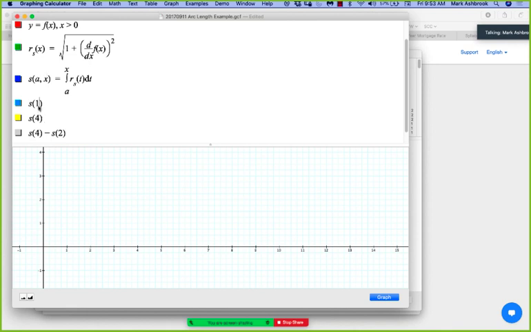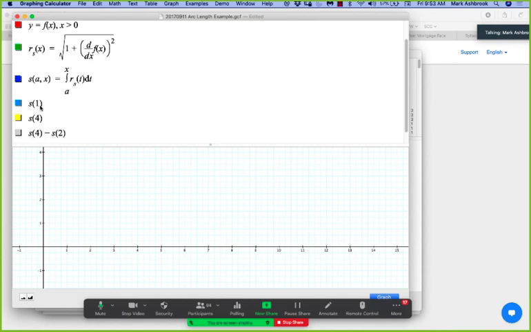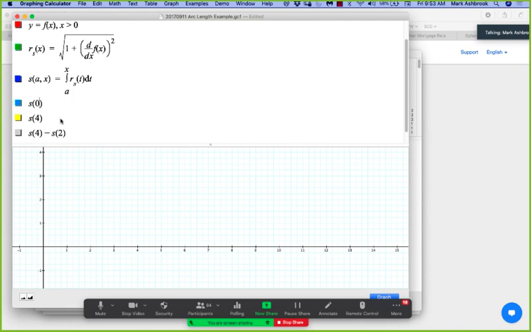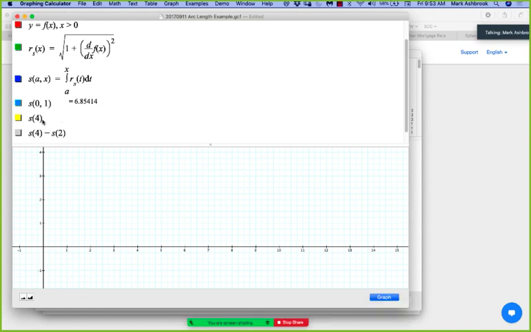All right, so I want to get the same values I had before. How do I change this notation now so I can generate these same arc lengths that I did before? Instead of just 1, now I need 0, 1. That's the value we had before, and then I need 0, 4. And then here this would be 0, 4 and 0, 2.